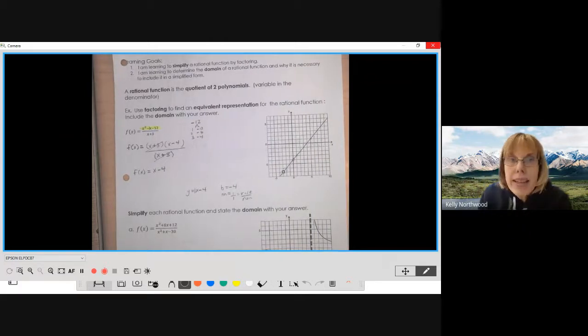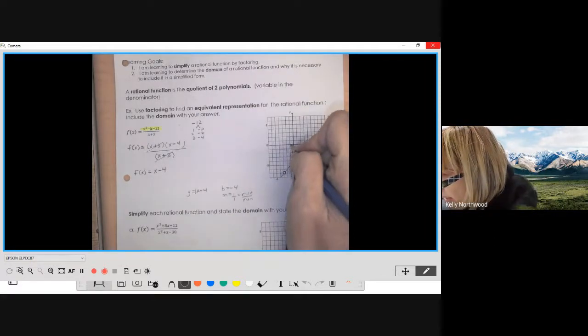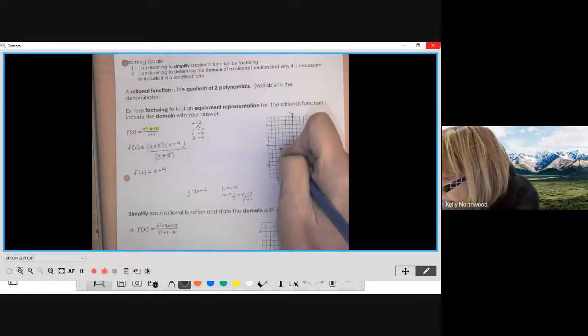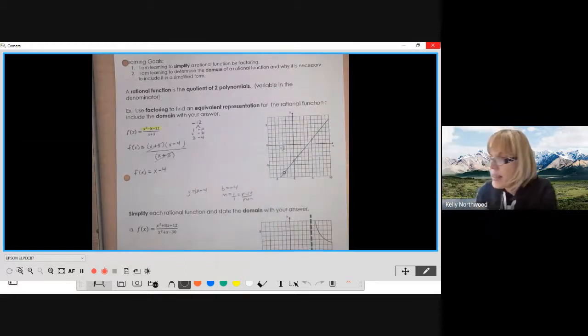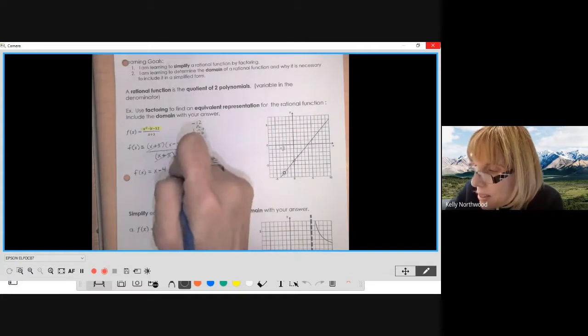Does anyone think they know why there's a hole in the graph? The hole in the graph is when x is negative 3. Any ideas why there'd be a hole in the graph there? It has to do with something with the x plus 3 in the original equation. Right.